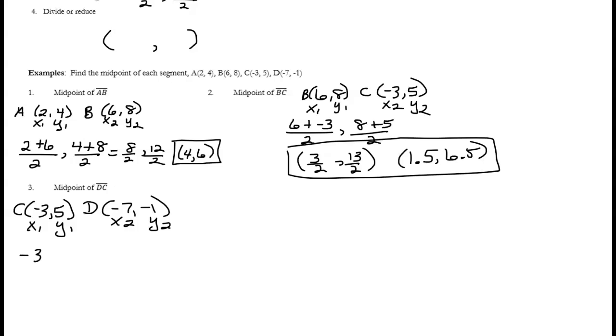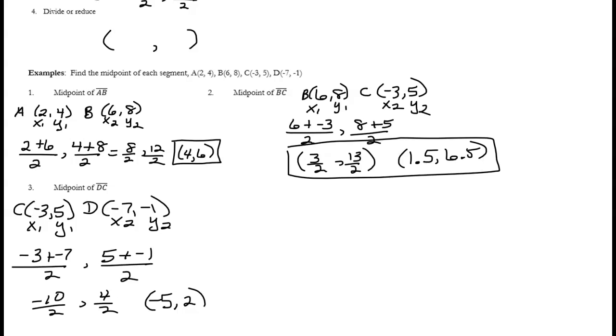Okay, so you should have done -3 plus -7 over 2, 5 plus -1 over 2. A -3 and a -7 is a -10 over 2, and 5 plus a negative 1 is a positive 4 over 2. Both of those can reduce, and so my answer is negative 5, comma 2.